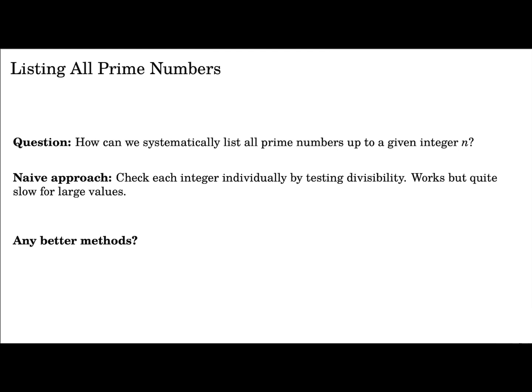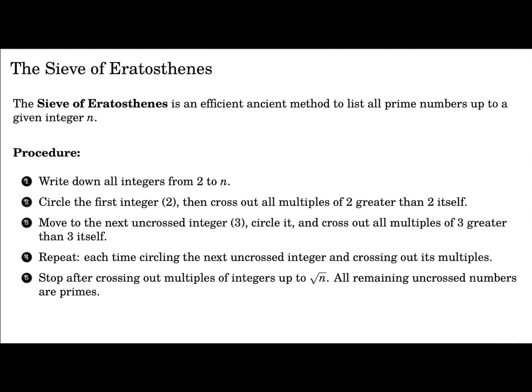And this works, but it can be very slow if n is large, right? It'll take a long time. And so the question is, are there better methods? And the answer is yes. There are many of them, but we're going to talk about a simple one, and it's actually a very classical one called the sieve of Eratosthenes. The sieve of Eratosthenes is an efficient ancient method to do this.